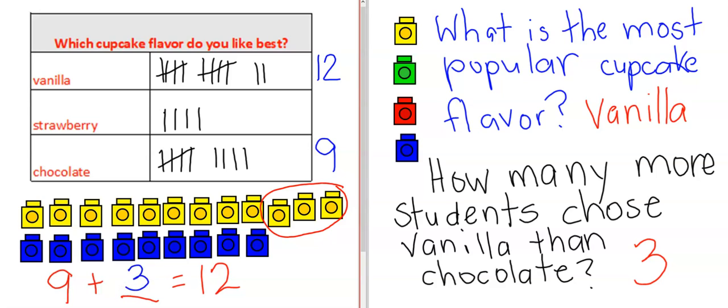then I would just need the 3 more. I could also think about it if I had 12 vanilla and I took away the 9 chocolate, how many would I have left? I would have 3. So I can think about those in either way. But did I need the strawberry? No. So another question that we might come up with would be strawberry.